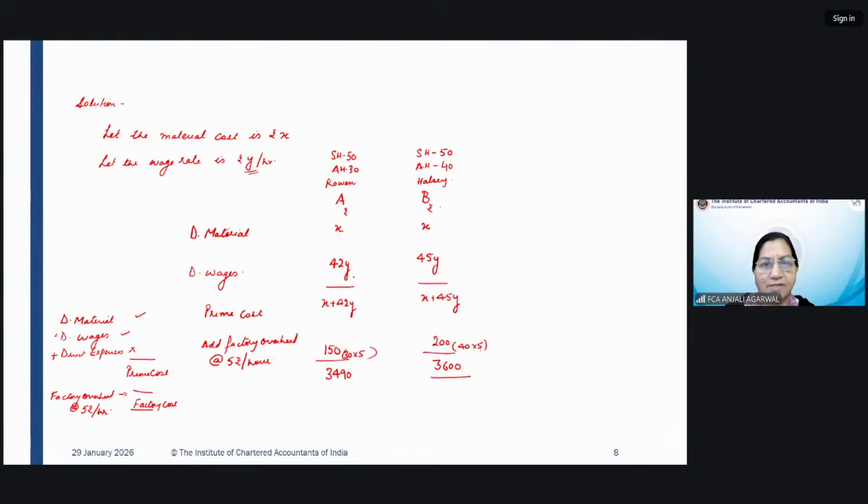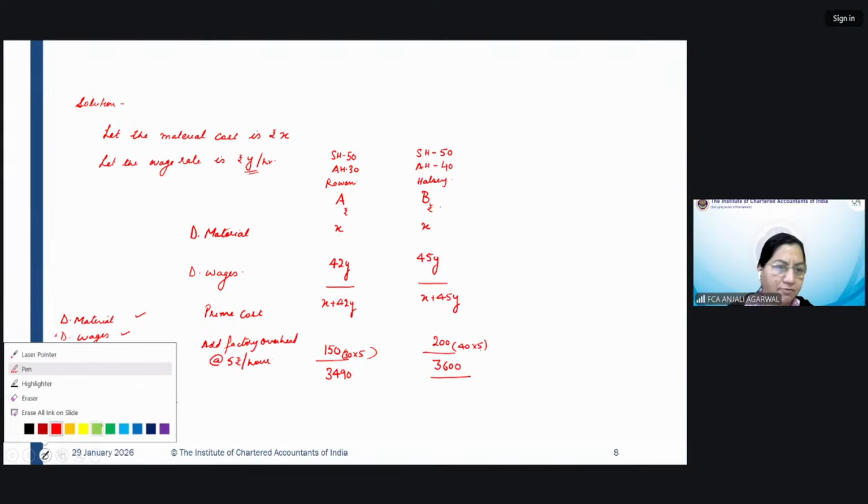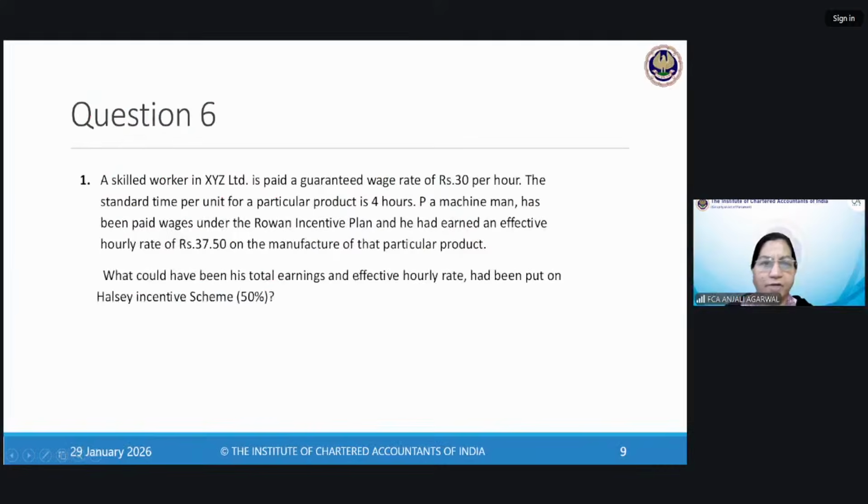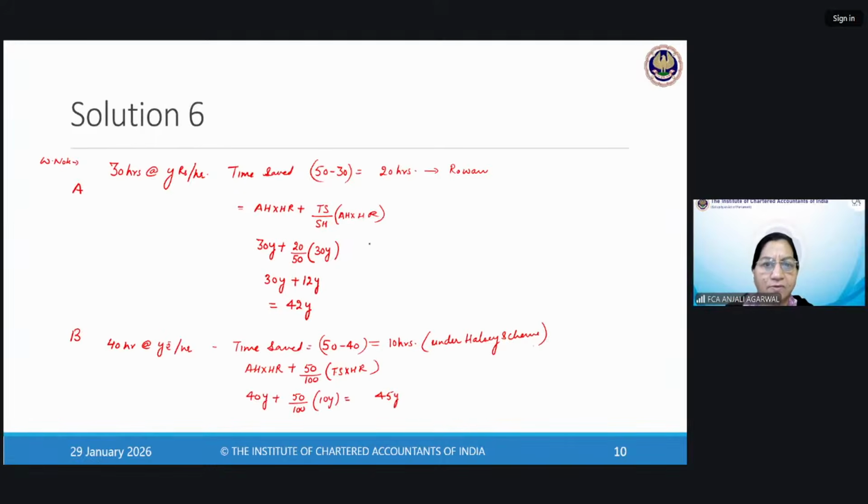Okay. You can verify this answer. This is the best part of this type of questions. You can always verify. 2,500. Payment is at the rate of 20 rupee per hour. So 30 into 20, plus how many hours saved? 20 hours saved. 20 on 50 multiplied by 30 into 20. 600 plus 40% of 600, 240.